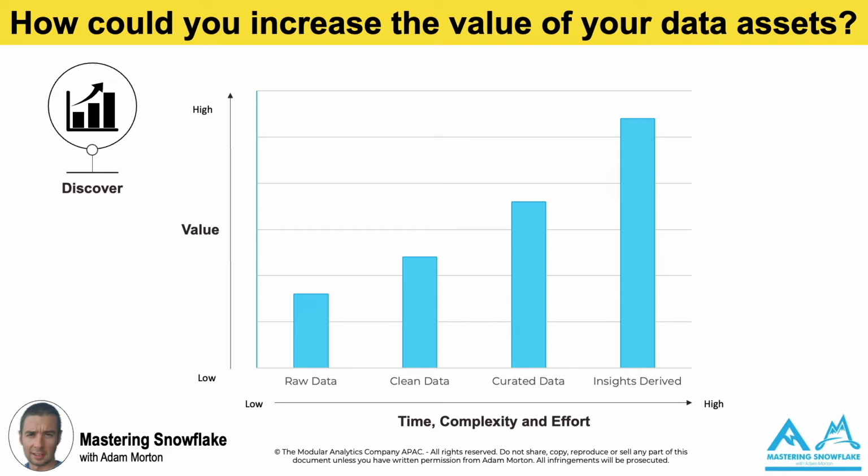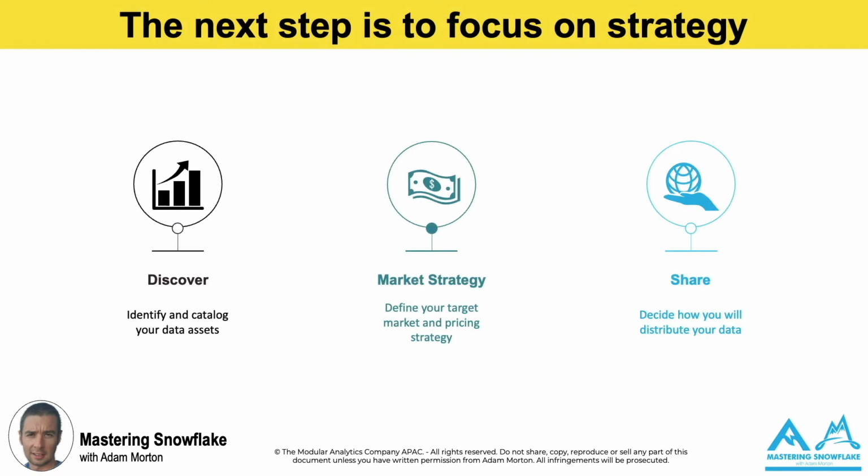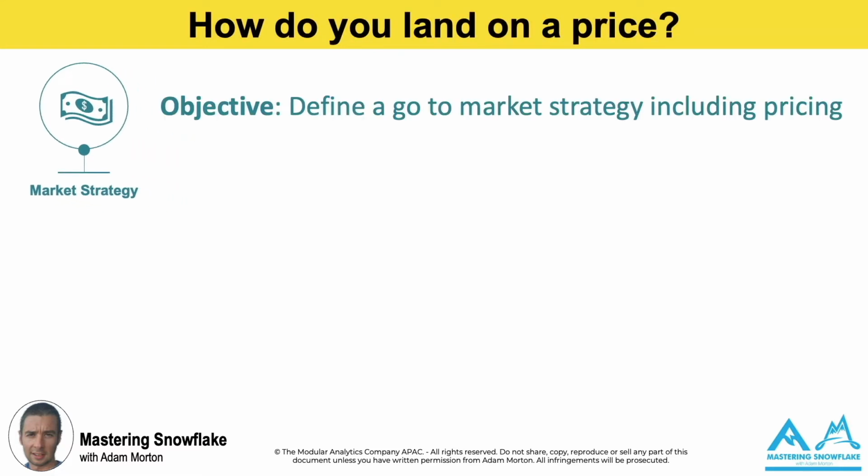So that's step one, identifying your data assets, what you can share. Once you've got those high value ones, looking at how you potentially could increase the value of them. The next step is to define your target market, and that includes the pricing strategy as well. In this step, really defining a go-to-market strategy, which includes pricing, is an important factor here.